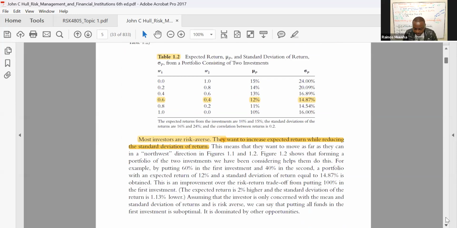They want to increase expected return while reducing the standard deviation of return. So which means most investors want to be able to increase the expected return while reducing the standard deviation of those returns as well, which means they want to maximize return and minimize risk. So effectively, that statement is basically saying most investors are risk averse. They always want to find themselves in a situation where they are able to maximize return and minimize their risk exposures as well.